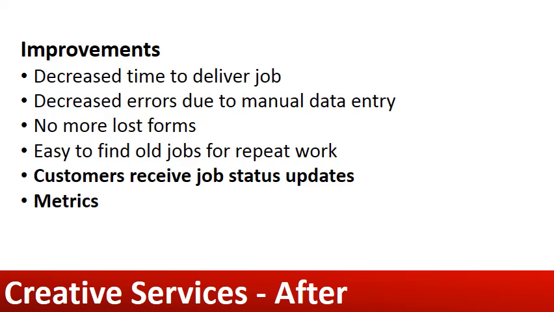And just like before, we decreased the time it took to deliver a job. The errors due to manual entry were decreased, and there were no more lost forms. And again, as I said before, the two really big victories for them were the customers being able to receive a job status update, which was very important to them, and now also metrics, and it's really a recurring theme. Now folks have insights into the work that they're doing. Now the Creative Services unit can say, okay, throughout the year, what kind of services did people use the most, or did people use the least? And do we need to change our service offerings? They had those kinds of insights.